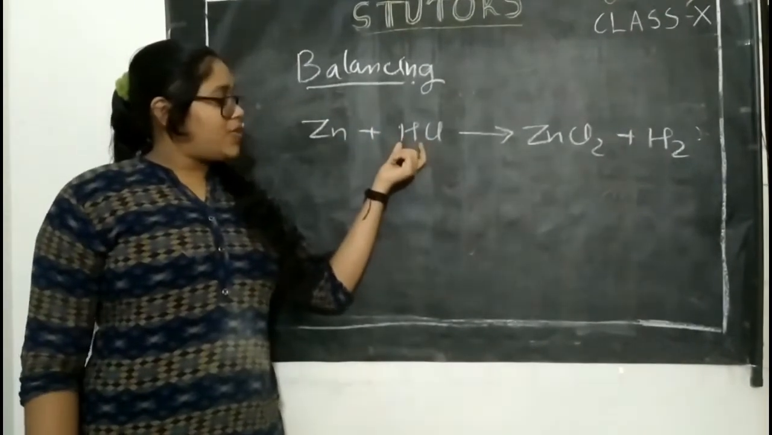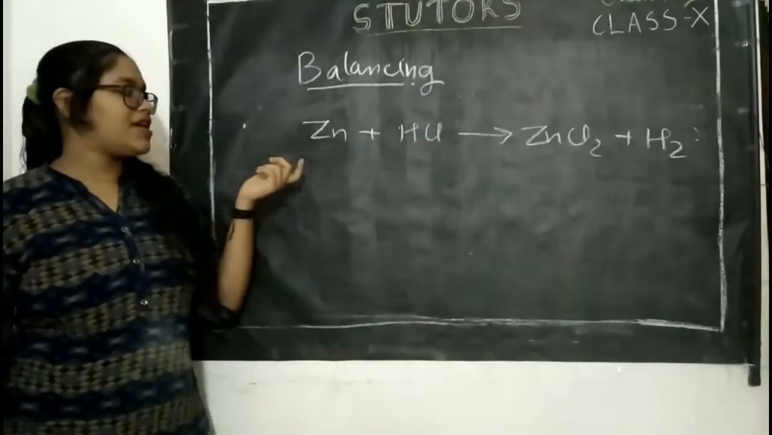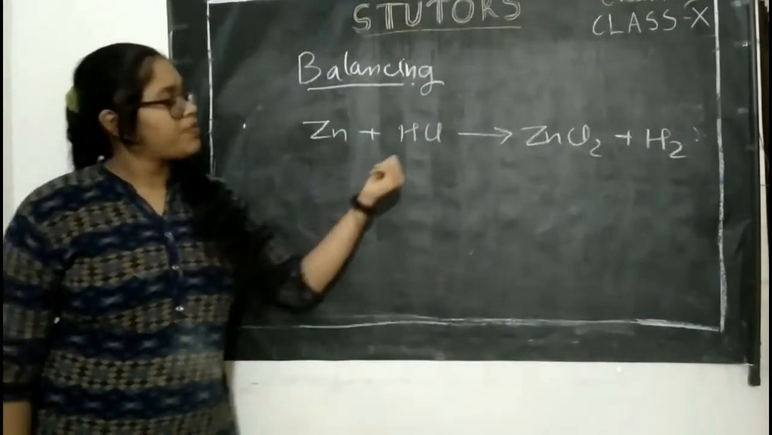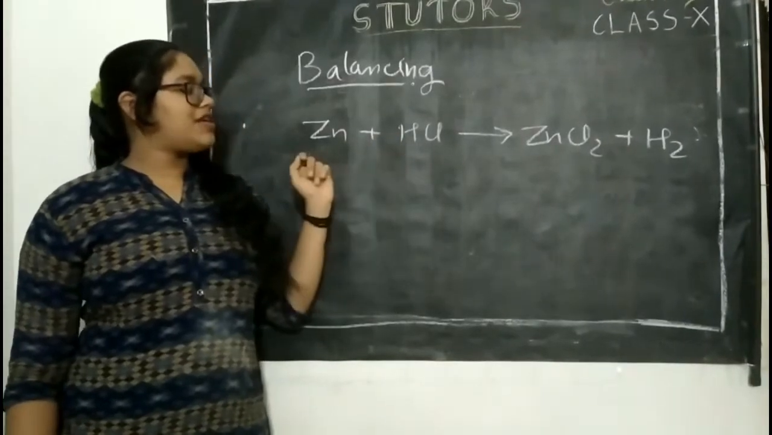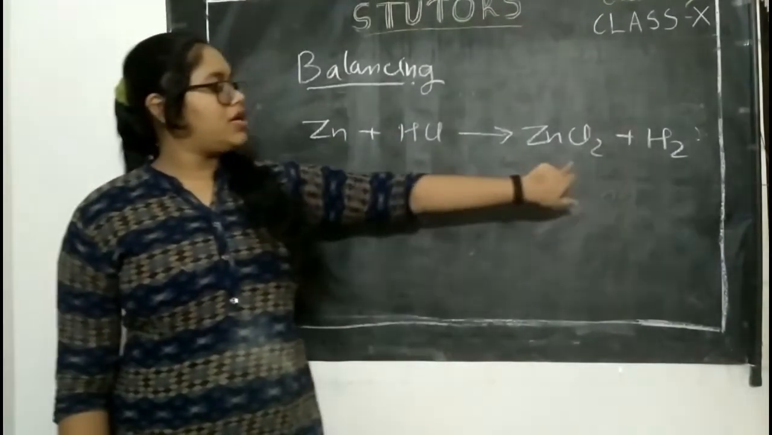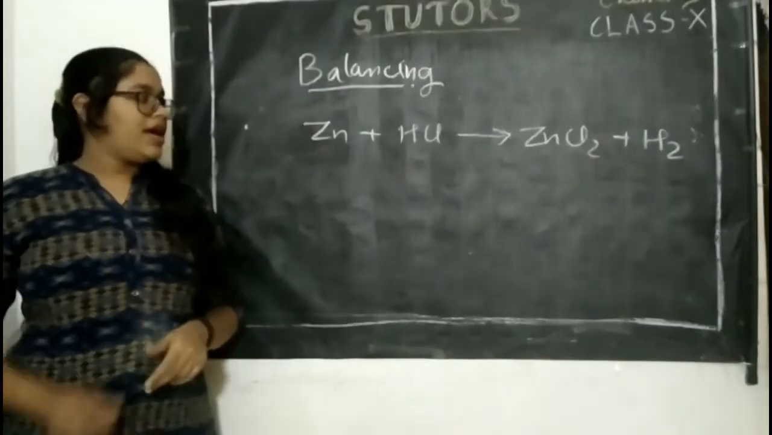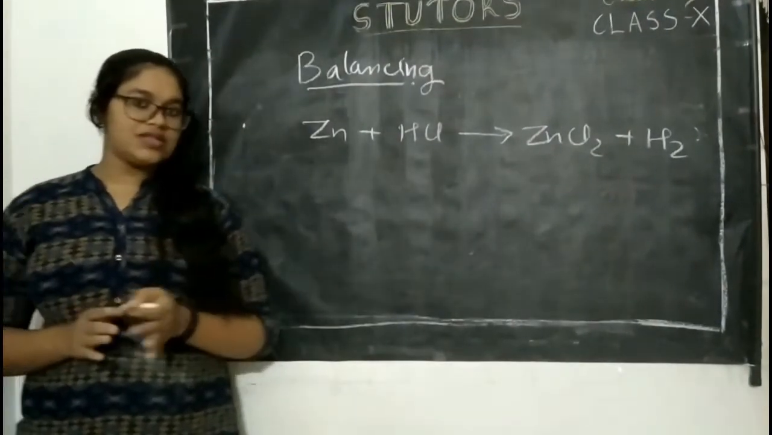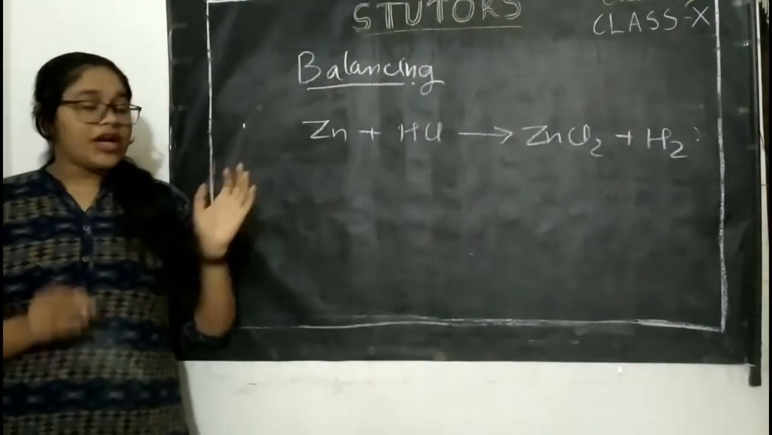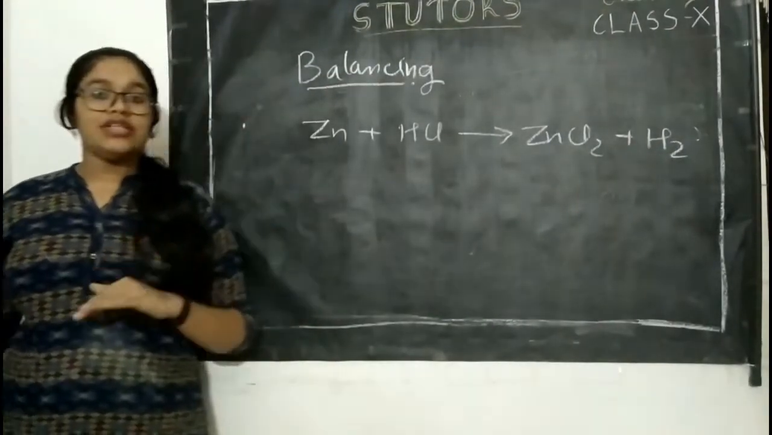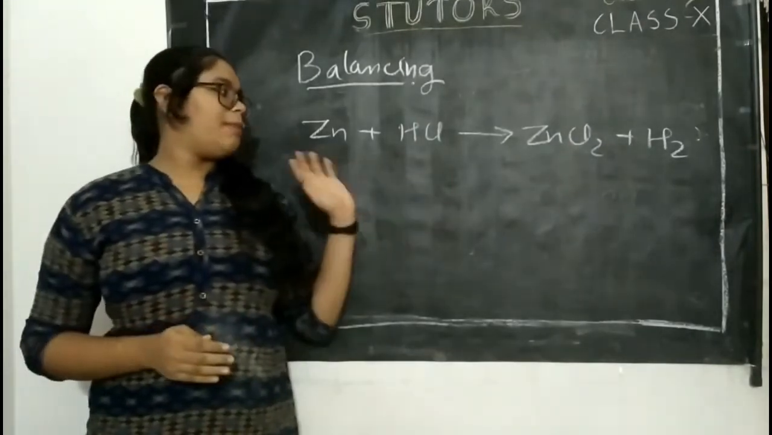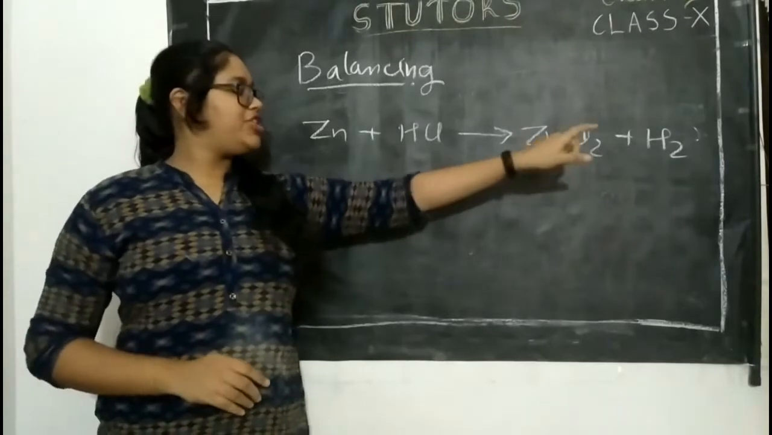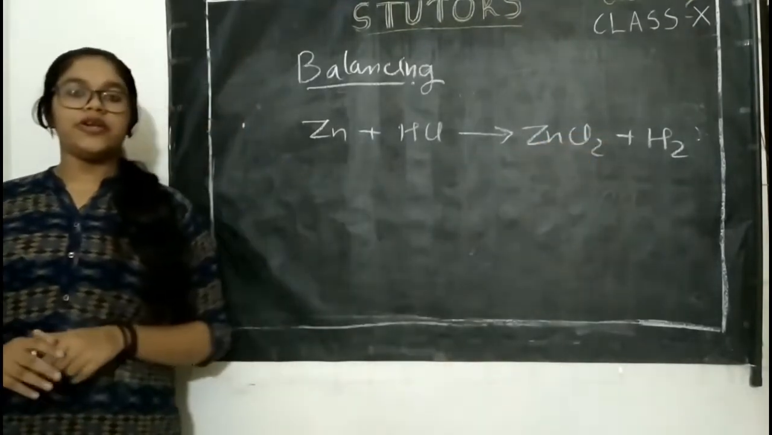Now next one is hydrogen. Here on the left hand side we have one, but in the right hand side we have two hydrogen atoms. Similarly, in the left hand side we have one chlorine atom, but in the right hand side we have two. Hence, this equation does not obey the law of conservation of mass. That means, according to the law, mass can be neither created nor destroyed. But here, extra mass is created. That is, additionally one hydrogen atom and one chlorine atom is created.